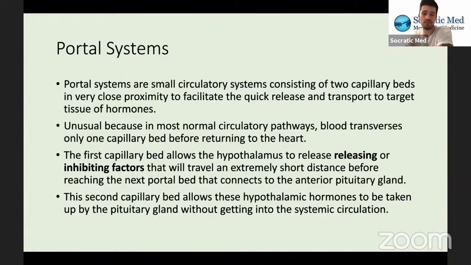We have this portal system. I think it's called the hypophyseal portal system. I think I have it on one of those slides. And the other one is the hepatic portal system with your liver. There are actually two portal beds that connect your digestive system and your liver, because your liver actually needs to filter some toxins out of what you eat before it reaches your heart and before it enters your systemic circulation.